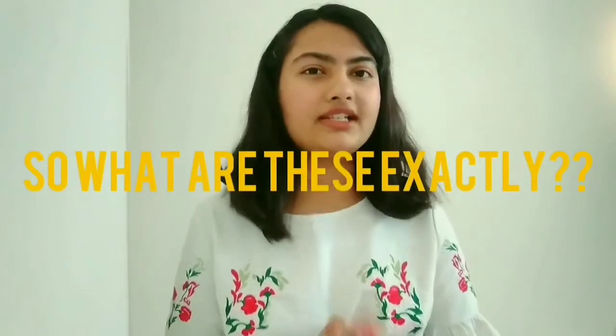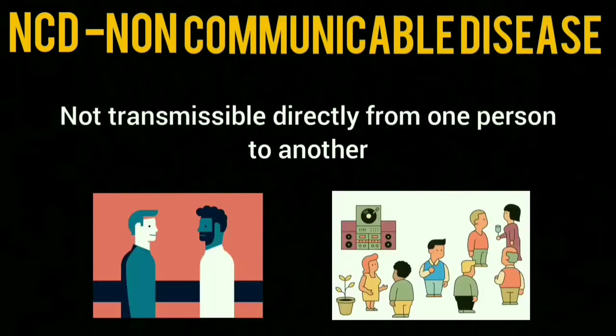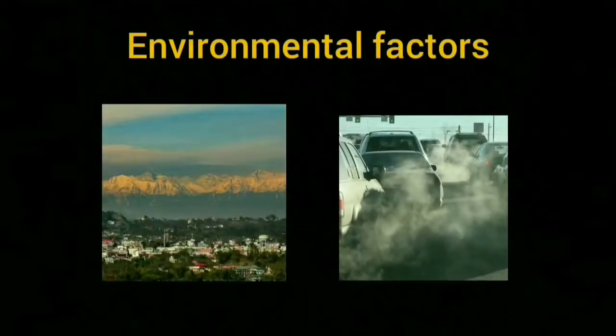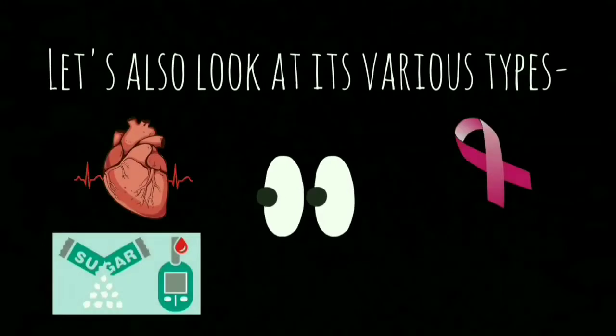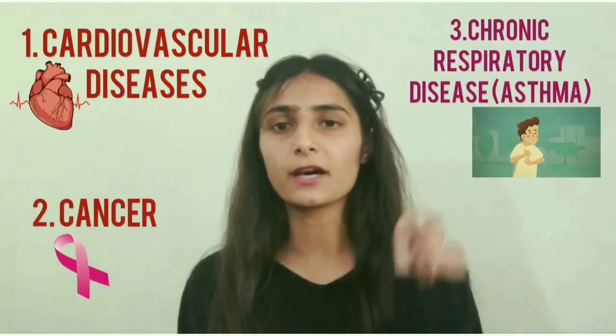So, what are these exactly? An NCD, or non-communicable disease, is a disease that is not transmissible directly from one person to another. In fact, it is instead a combination of genetic, physiological, lifestyle, and environmental factors. Let us also look at its various types now. The most common non-communicable diseases are of four types: cardiovascular disease, cancer, chronic respiratory disease like asthma, and diabetes.